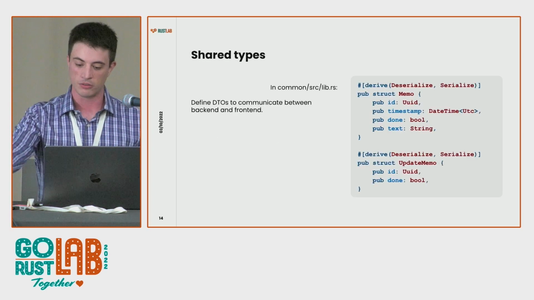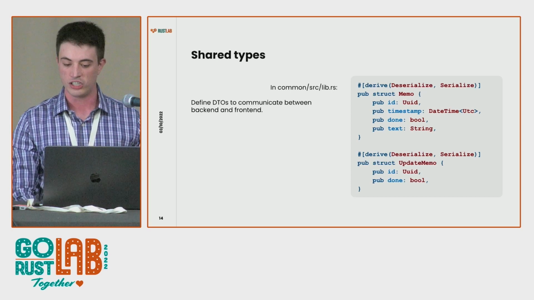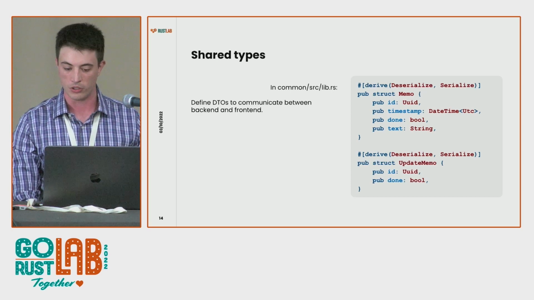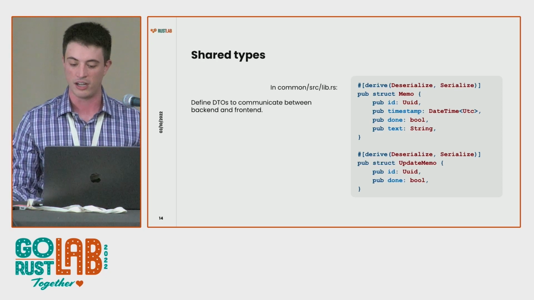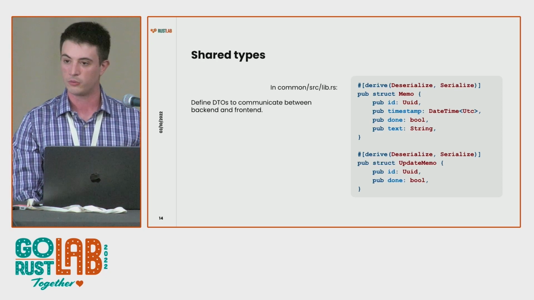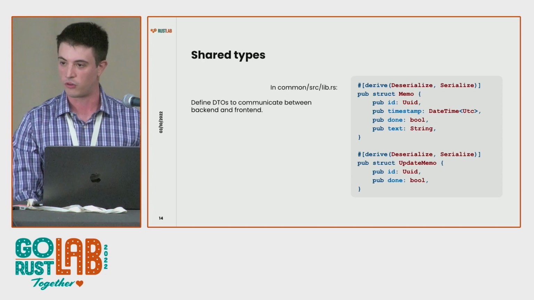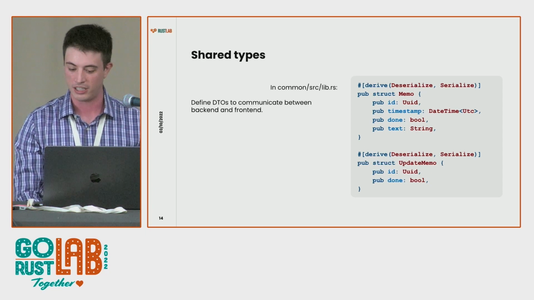So as I mentioned, I'm going to put all the shared types and functionality in the common crate. So here, just some examples. I have a data transfer object called memo, which obviously contains the information that is needed both in the backend and in the front end.